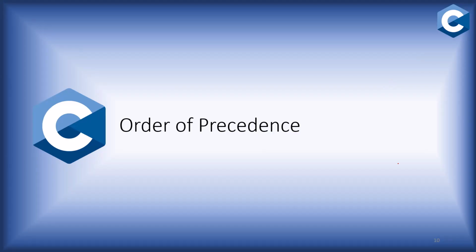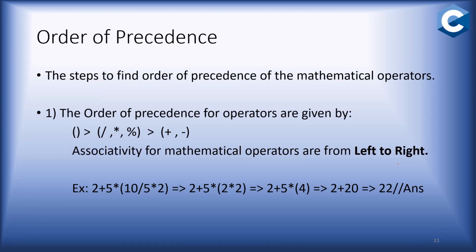Now we're going to talk about the order of precedence in C programming. This fancy term basically means the order in which your computer evaluates different parts of a mathematical expression. It's like having a set of rules that decides which calculations to do first, second, and so on.